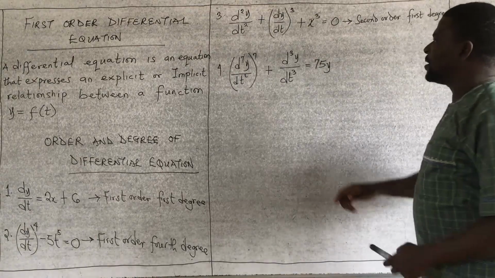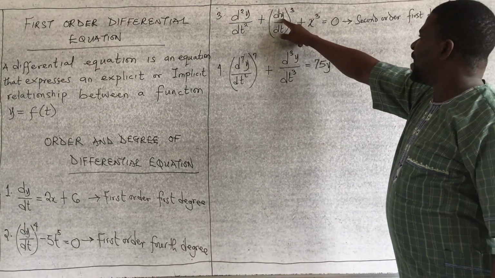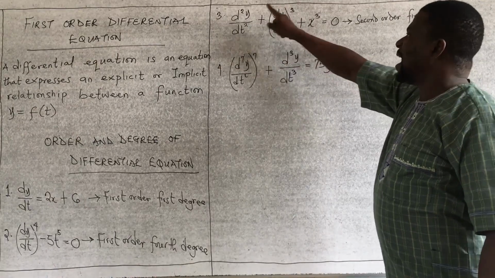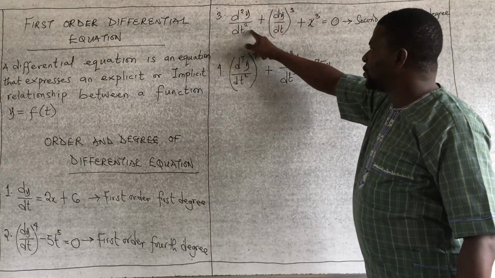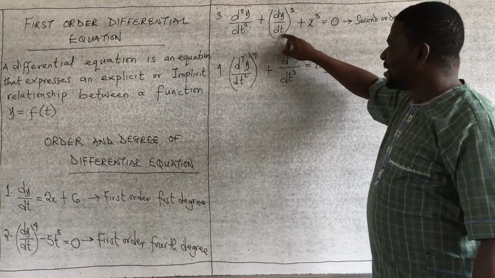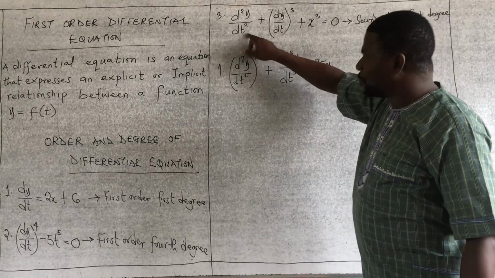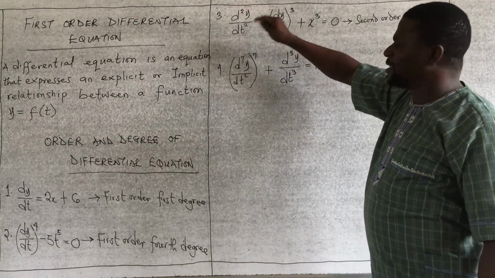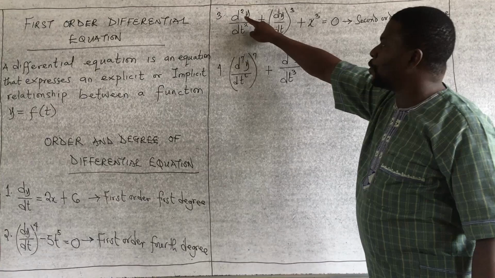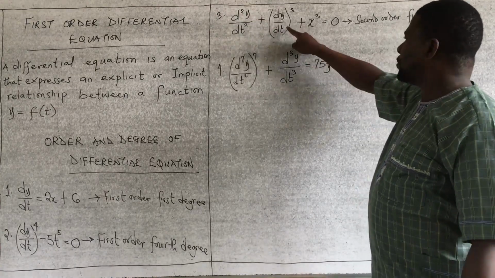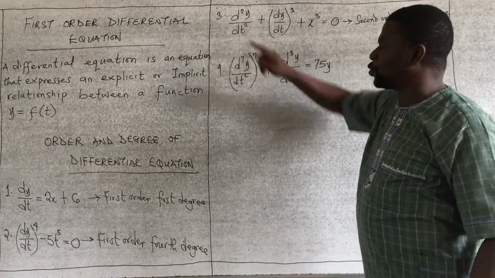Now somebody might be asking, why is it not first order third degree? It is because I have the square y dt squared in a place where I have dy dt, then I have dy squared dt squared, and I have dy cube dt cube. I will always go for the one with the highest order. That is what will determine the degree. So I'm not going to take this one, I'm going to take this one.